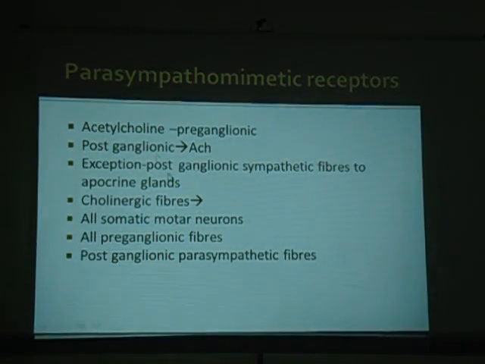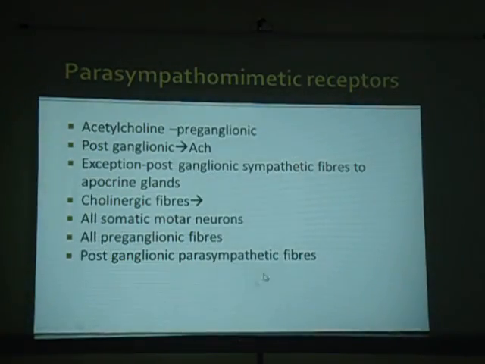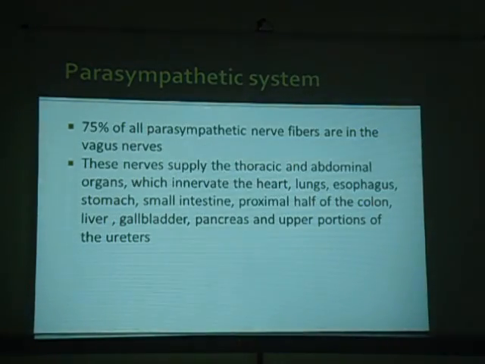Preganglionic fibers, postganglionic fibers of the parasympathetic system, and also all somatic motor neurons and the postganglionic sympathetic fibers to the apocrine glands. So we got to know where parasympathetic fibers are present and how they are controlled.